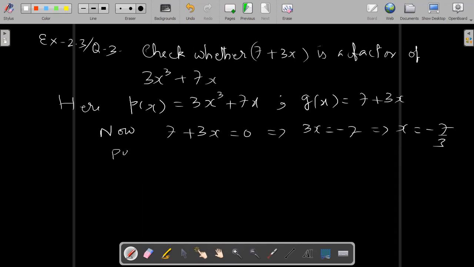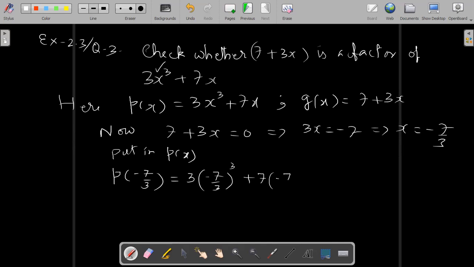So now this you have to put in p(x), so we get the remainder. If the remainder is 0, then it is a factor. If not 0, it is not a factor. So we'll find p of minus 7 by 3. Minus 7 by 3, that means 3 into x. The value of x is minus 7 by 3 cubed, plus 7 into minus 7 by 3.